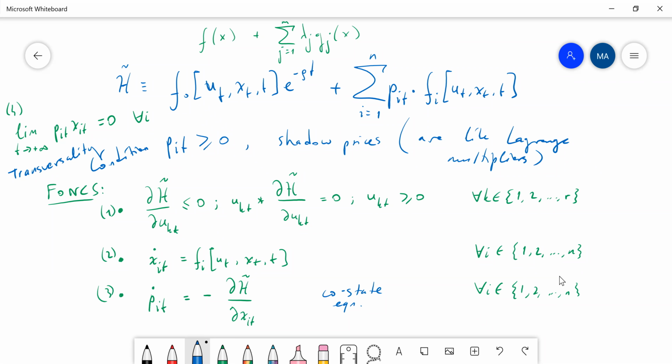Now I will explain each of these, but let's start with the simplest one, which is 2. The law of motion should be satisfied for each state variable. If I choose u_t optimally, then the evolution of x_t should follow this, because this is my constraint.